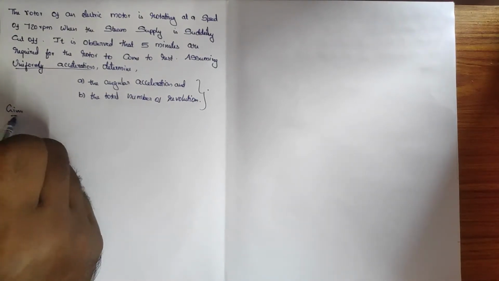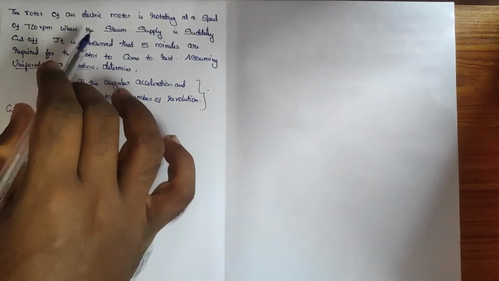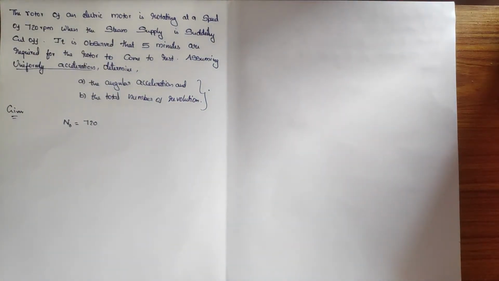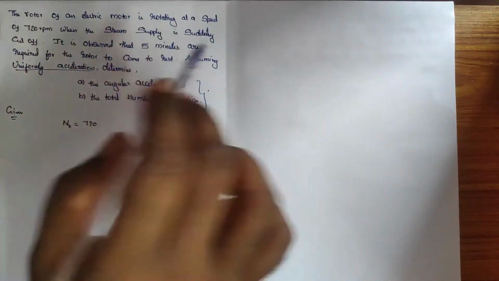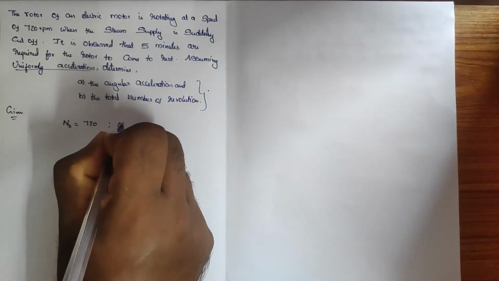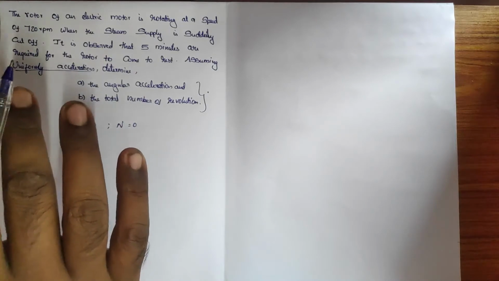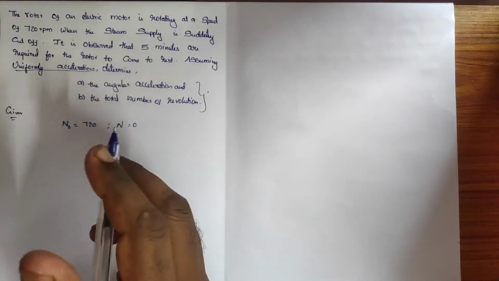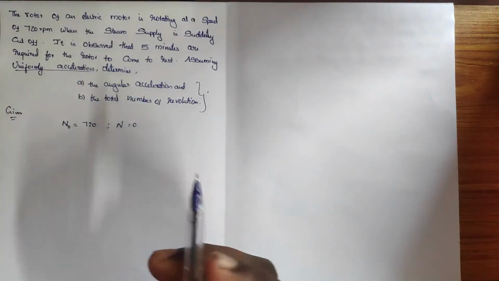So, what is given? The speed is given, which is N equal to 720. Initially it is running at this speed, so I am going to take that as the initial speed, N naught. Then it is cut off, and at the end the speed will be 0, because after cutting off the power supply it comes to an end. There won't be any rotation, so it will be 0.